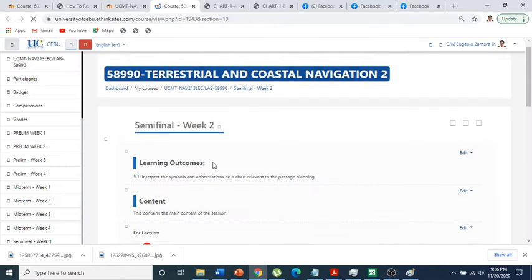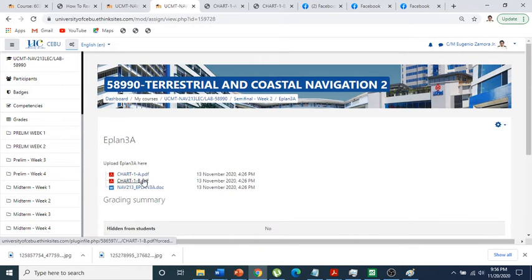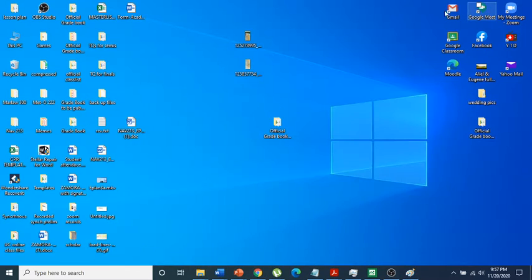So what you're going to do is just download the same chart. But since it is the same and you have already done the Eplan 3A, there's no need to download a new one or erase your output. The lines are okay, what you did. The only difference is that you encircle the lighthouse, which I'm going to talk about later.